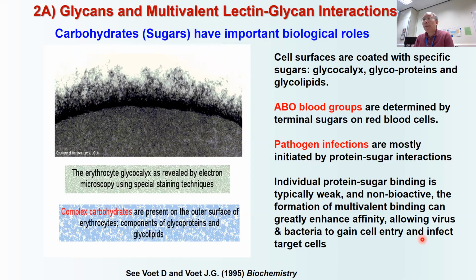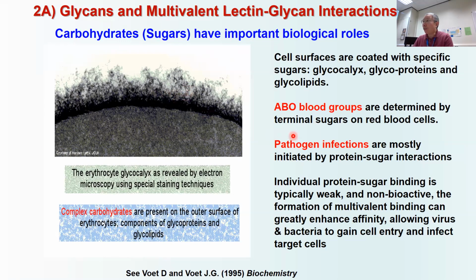Okay, so the first topic is glycans and multivalent protein ligand interactions. Probably most of you know that carbohydrates are really important for biology. If you have a look at the red blood cell, you can see it's densely coated with these sugars, and these sugar coatings can be hundreds of nanometers thick.